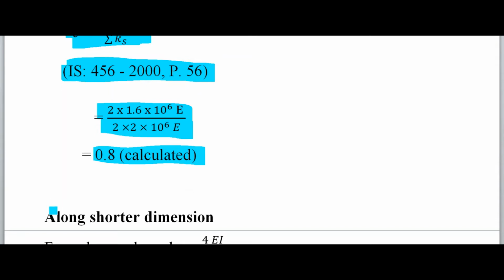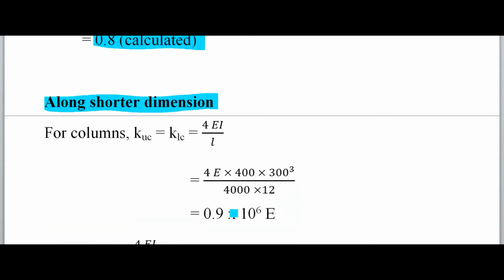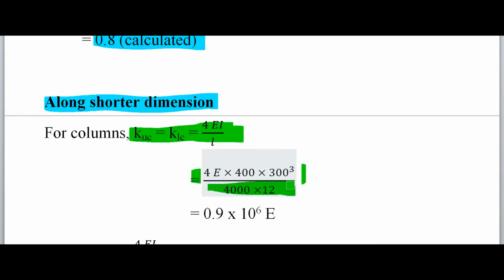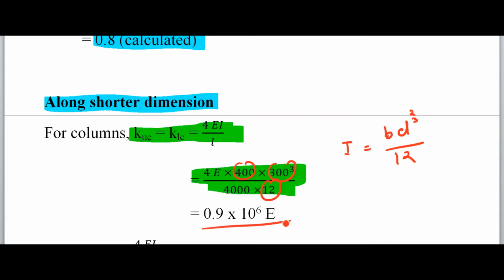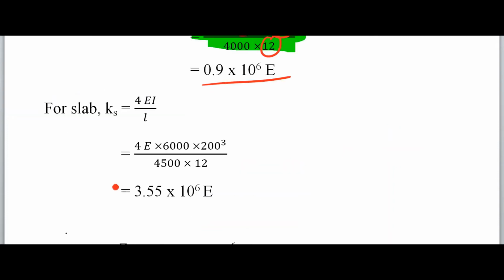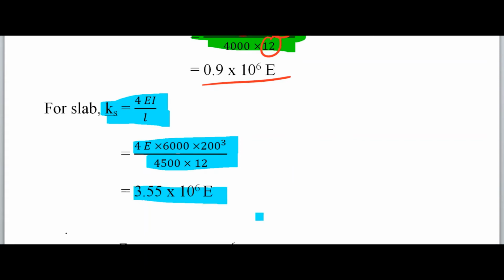Same thing for the shorter direction. For the shorter direction, KUC, KLC, 4EI by L. I is BD cube by 12 here, so 0.9 into 10 raised to 6. Ks is equal to 4EI by L, 4 into 6000 into 200 cube divided by 4500 into 12. So for the slab it is 3.55 into 10 raised to 6 E.